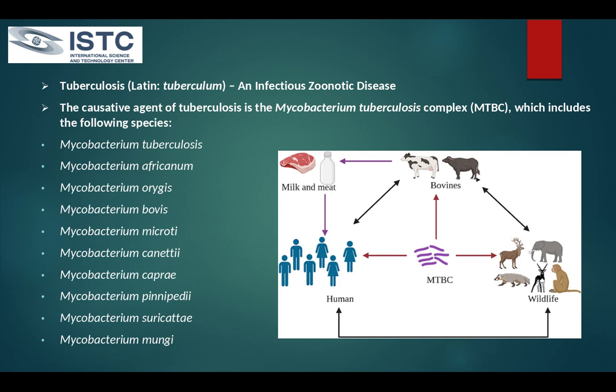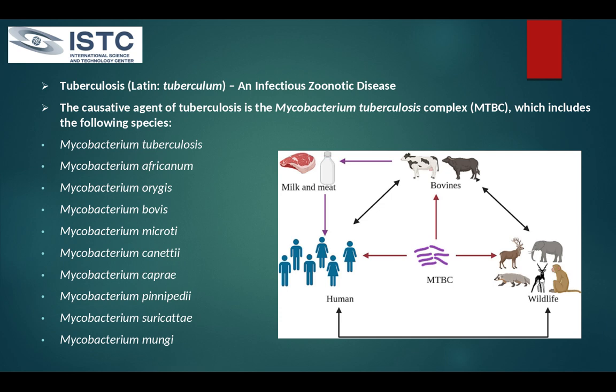Let's start by saying a few words about tuberculosis in general. Tuberculosis is an infectious zoonotic disease caused by several bacteria species within the Mycobacterium tuberculosis complex, MTBC. You can see their list on the screen. It affects humans as well as various domestic and wild animal species.